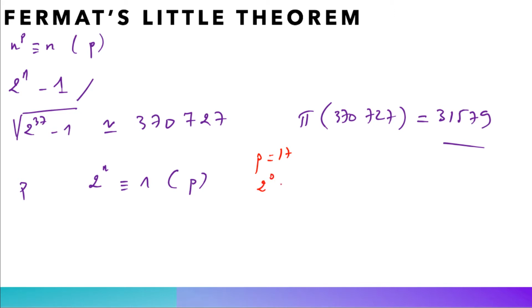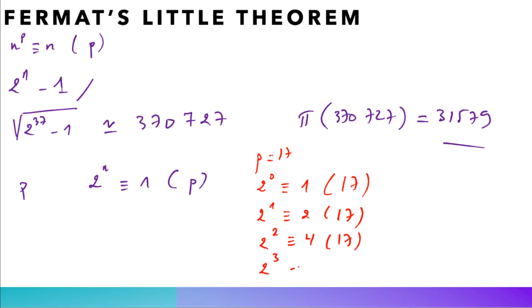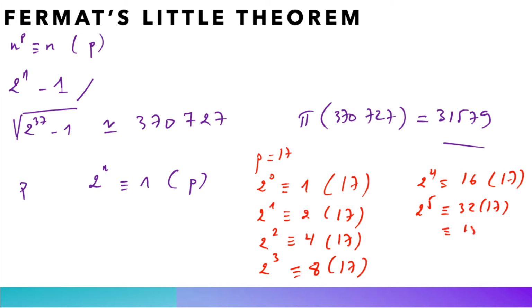2 to the 0 is congruent to 1 modulo 17, and this is because 2 to the 0 is equal to 1. 2 to the 1 is congruent to 2 modulo 17. 2 squared is congruent to 4 modulo 17. 2 cubed is congruent to 8 modulo 17. 2 to the 4 is congruent to 16 modulo 17. It is all obvious until here. 2 to the 5 is congruent to 32 modulo 17, and 32 is the same thing here as 15 modulo 17.